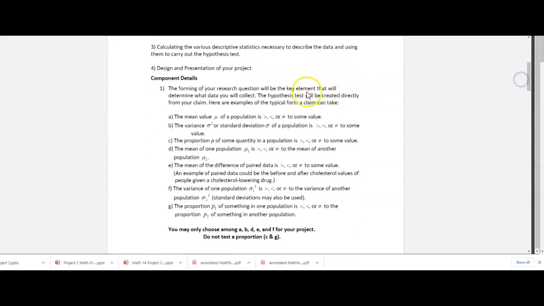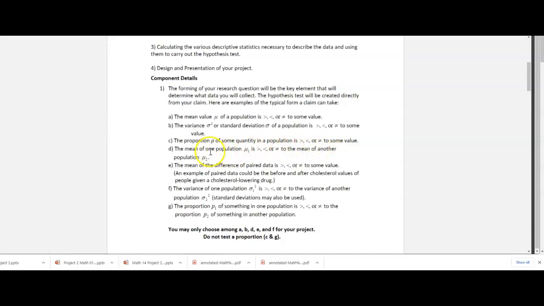The component details. Number 1, the forming of your research question will be the key element that will determine what data you will collect. The hypothesis test will be created directly from your claim. Here are some examples that we've done in class of a typical form a claim can take. A, you have a mean value, which is mu, of a population which can be greater than, less than, or not equal to some value. B, the variance, or standard deviation, of a population which is greater than, less than, or not equal to some value. C, the proportion P of some quantity in a population is greater than, less than, or not equal to some value.